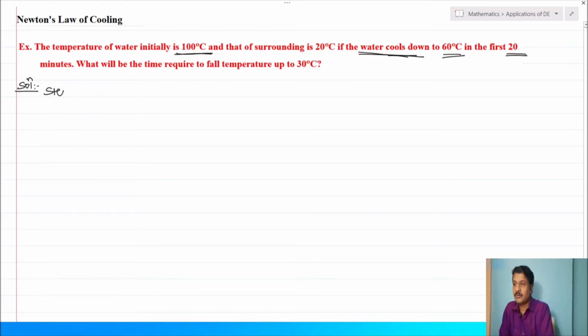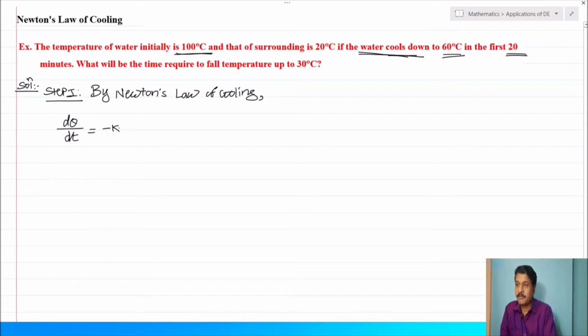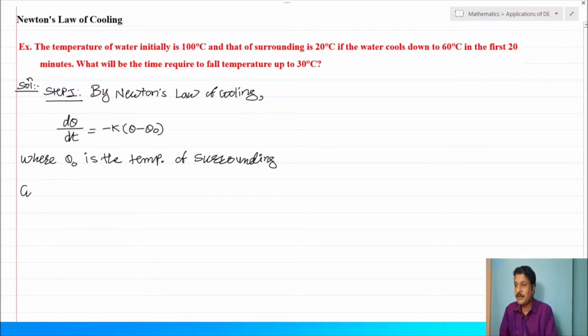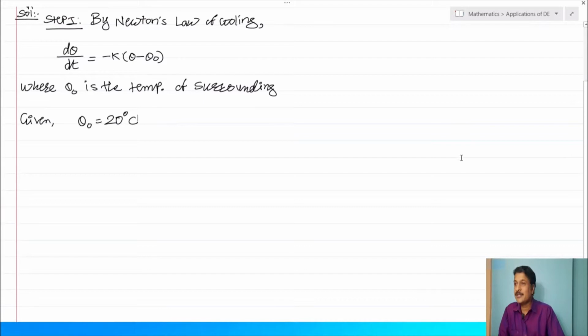So here we have to use Newton's law of cooling. Solution. Now step number 1. By Newton's law of cooling, d theta by dt equal to minus k (theta minus theta 0), where theta 0 is the temperature of the surrounding. So given theta 0, the temperature of the surrounding, what is it here? Here 20 degrees Celsius. So theta 0 equal to 20 degrees Celsius. Also note that here the variables are theta and t, and theta 0 and k are constants.